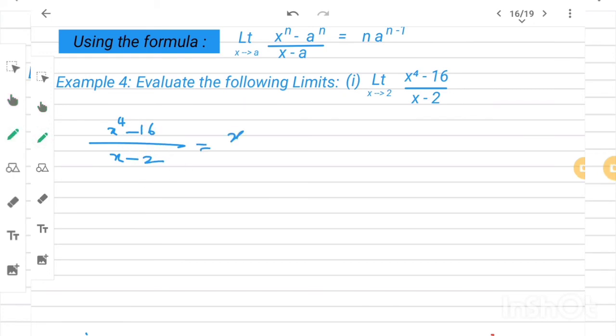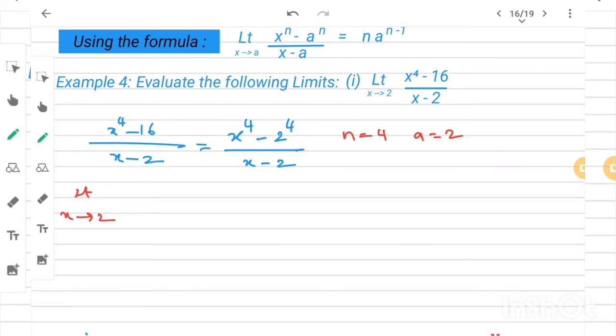It will become (x^4 − 2^4) divided by (x − 2). For your reference, I am going to write that n is equal to 4, a is equal to 2. So shall I substitute directly? Yeah. Now, limit x tends to 2.